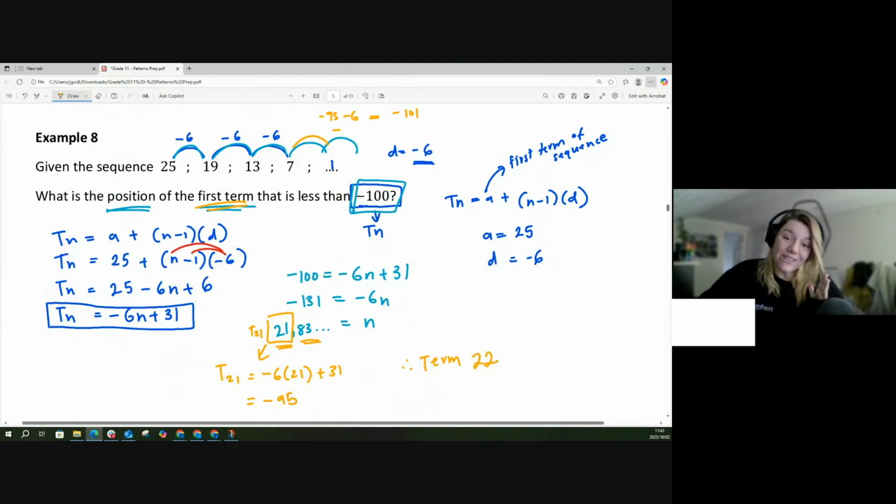And if you ever need to check yourself, you can always sub it in. So here we just subbed in term 21 and we saw that was negative 95. If we subbed in term 22, we'll see that that is negative 101, and then you'll be able to see that that is less than negative 100. So you can always use substitution when you need to.